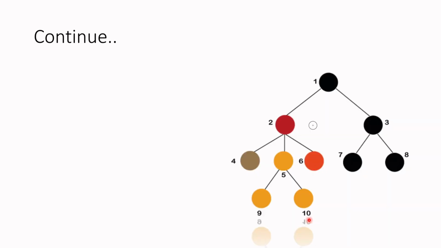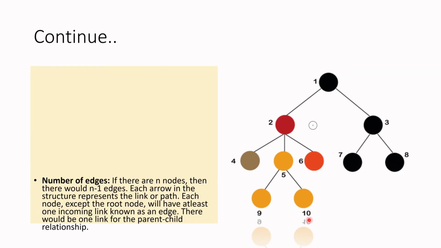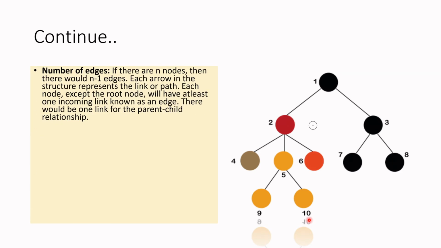Now you can see that on the left side we have 3, 4, 7, 8 and 2, 4, 6, 5, 9, 10, right? So we can find the number of edges. We cannot say vertices, but we can say edges. So if there are n nodes, there will be n minus 1 edges.